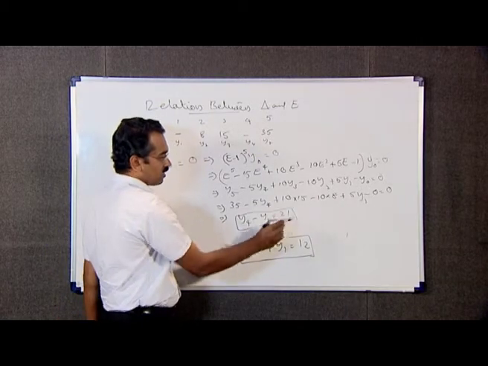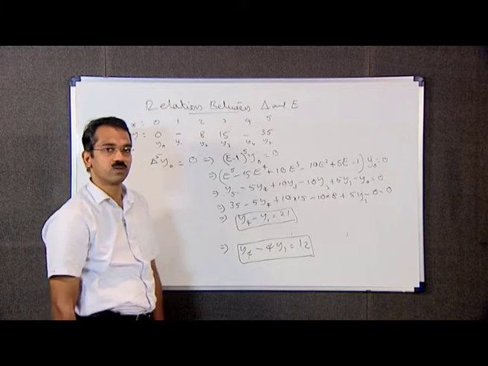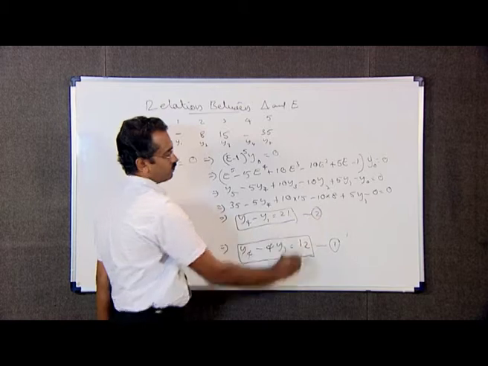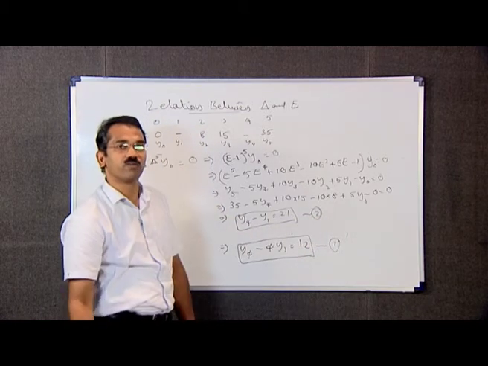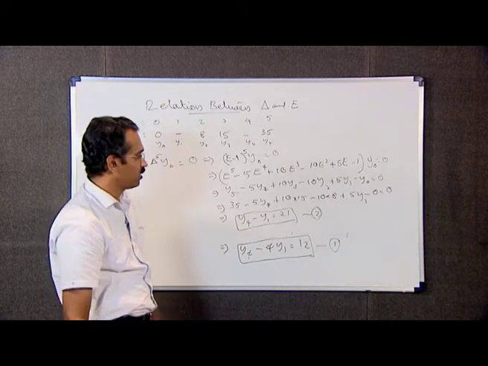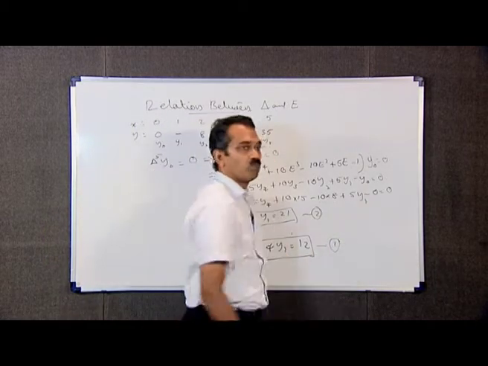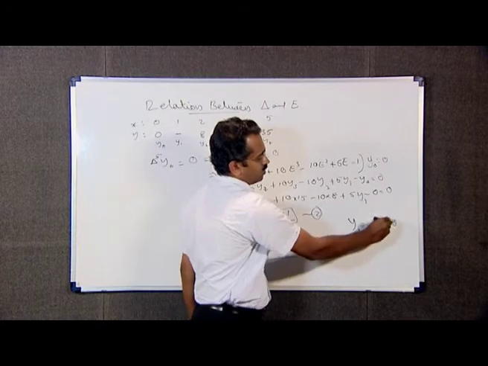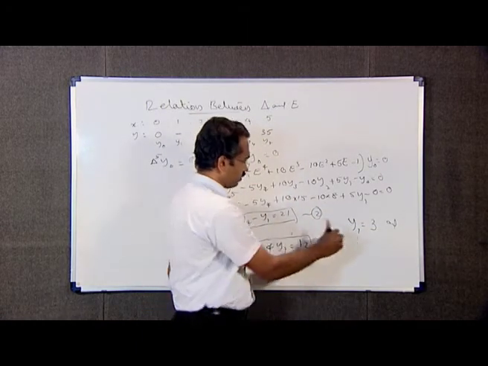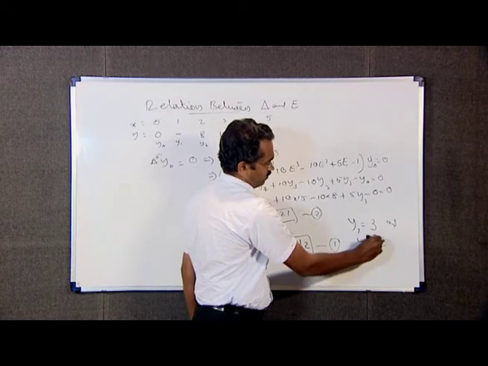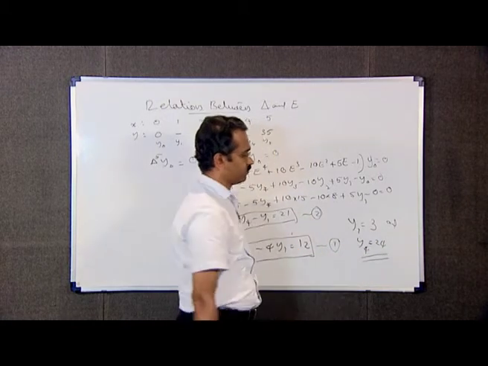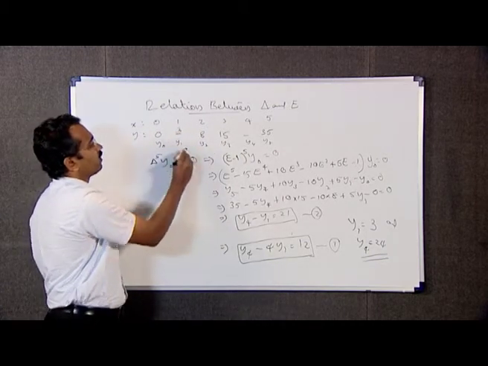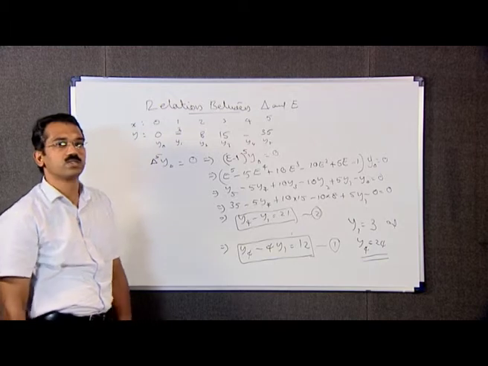We obtain another equation in y1 and y4. Solving these two equations, this is equation number 1 and this is 2, on solving for y1 and y4, we obtain y1 is equal to 3 and y4 is equal to 24. That is, the missing entries are y1 is 3 and y4 is 24.